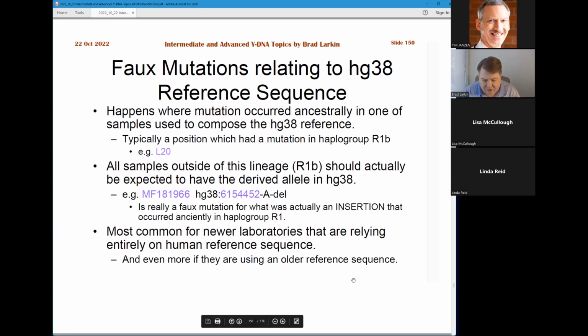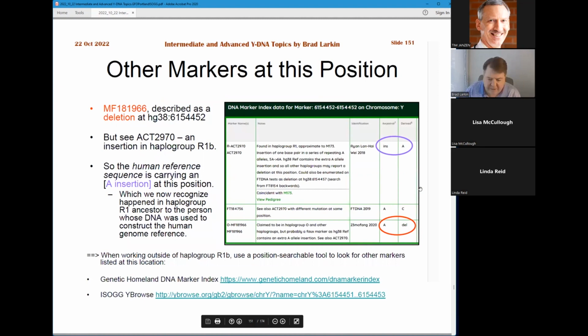These are most common for newer laboratories that are relying entirely on the human reference sequence, such as 23andMe. They have tons of faux mutations. So we try to note those on the DNA marker index as saying, it's probably a faux mutation. And the HG38 reference is not ancestral, meaning it doesn't represent the ancestral state. So just keep that in mind. This is an example with MF181966, described as a deletion by 23andMe, but through wider sampling of people in R1b, R1, R2, and other haplogroups, we see that really there was just an insertion in that one lineage, but that lineage was used to form the human reference genome.